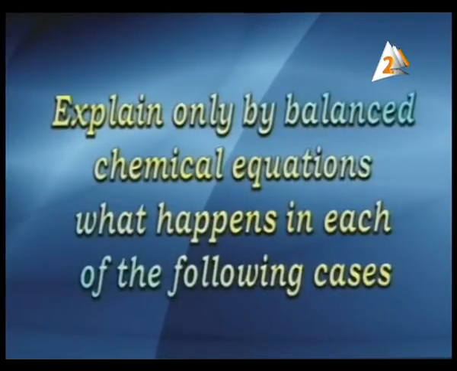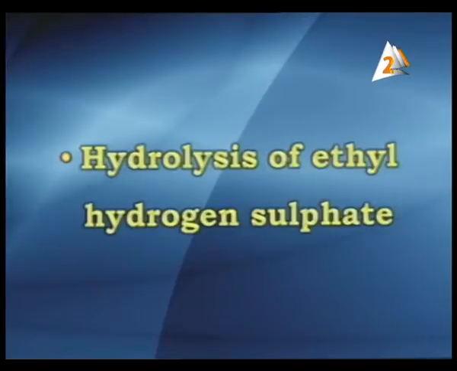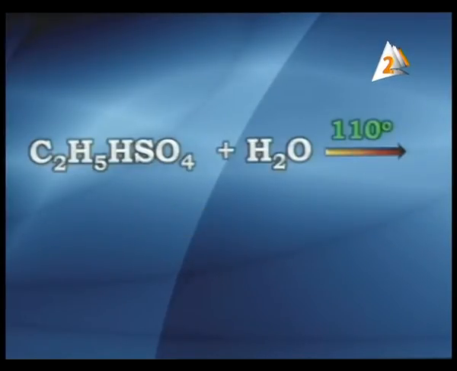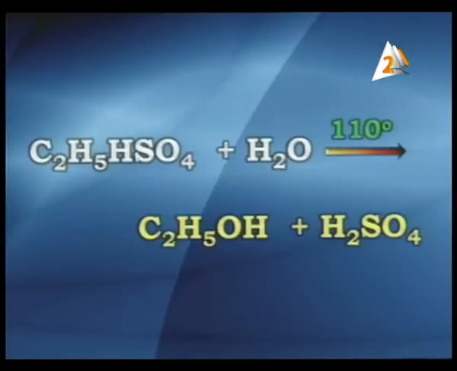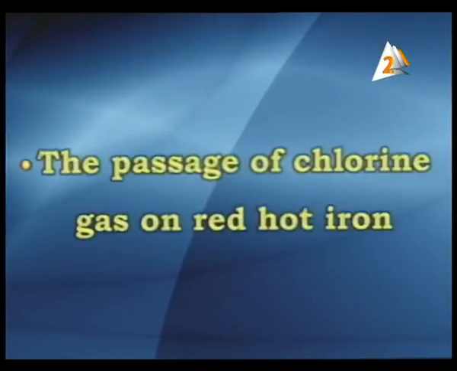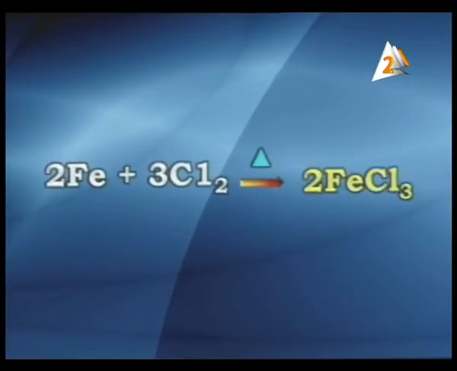Next type of question, explain by balanced chemical equation what happens in each of the following cases. Hydrolysis of ethyl hydrogen sulfate. As the equation proceeds on the screen, C2H5HSO4 plus H2O, it gives C2H5OH plus H2SO4. The passage of chlorine gas on red hot iron. Iron plus chlorine gives iron 3 chloride.